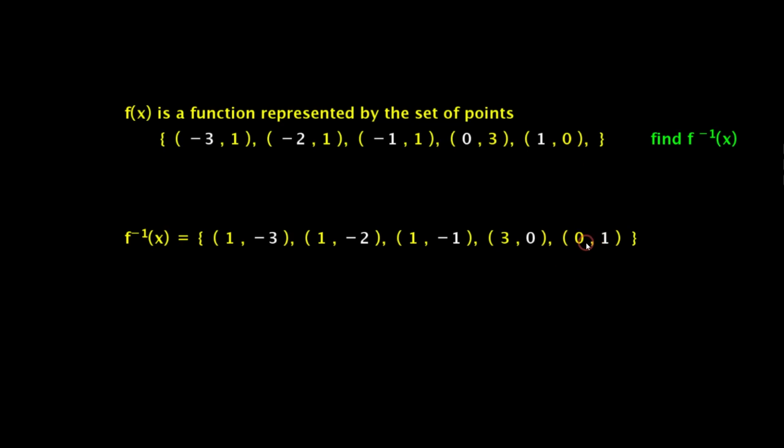So x and y, they have switched. And that's it. That set of points was the original function. And the inverse set of points, the y and x, they got switched. And the answer is done.